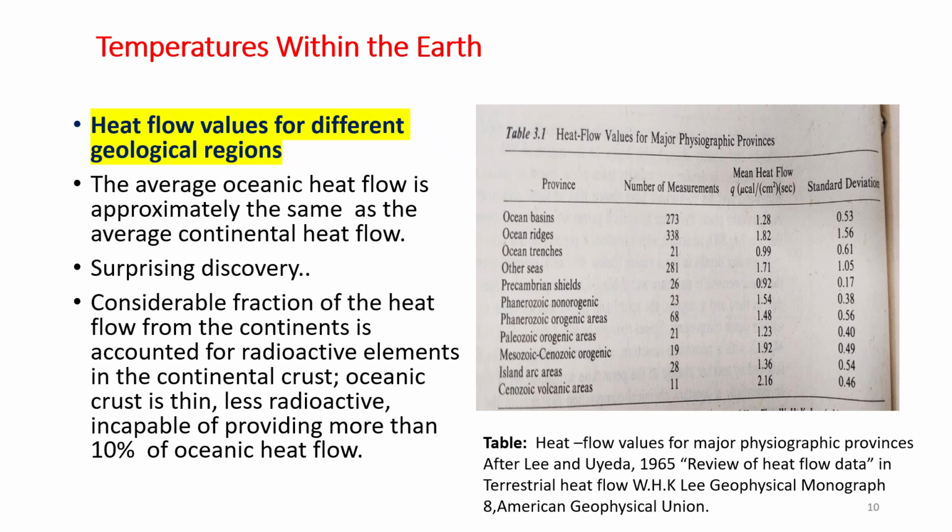A considerable fraction of the heat flow from the continents is accounted for by the radioactive elements in the continental crust. The oceanic crust is thin and less radioactive, and it is incapable of providing more than 10% of the oceanic heat flow.